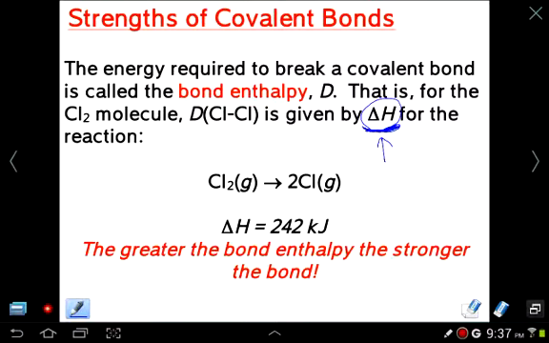And here the statement is that the greater the bond enthalpy, the stronger the bond, which makes sense. Essentially we're saying that the stronger the bond, the more energy it takes to break that bond.